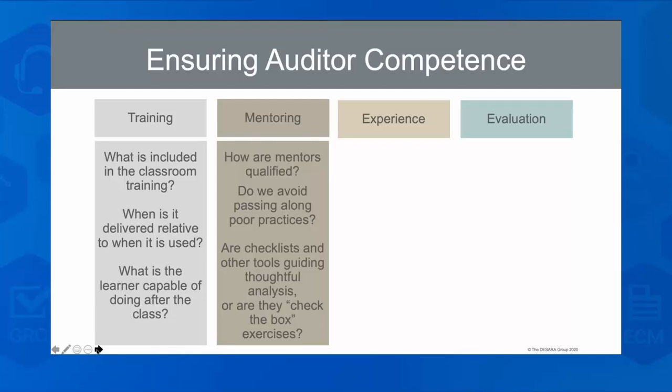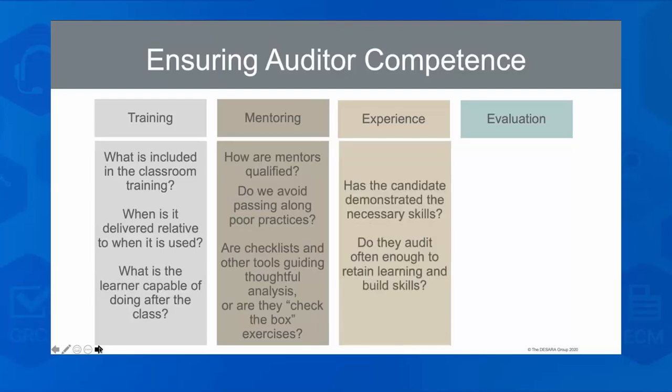Now, the mentors that you use, the experienced auditors who are helping others, it's a good idea to qualify those mentors. For one mentor may be passing along some poor practices or saying, oh, you don't really need to do that, or that's not the way I really do it. What they showed you in class isn't necessarily what you do. So you want to be sure that the mentors are getting them off on the right foot and making sure that any tools that they're using are just guiding them, not giving them a check the box exercise. That's one of my hot buttons, is when somebody's just given a yes/no checklist.